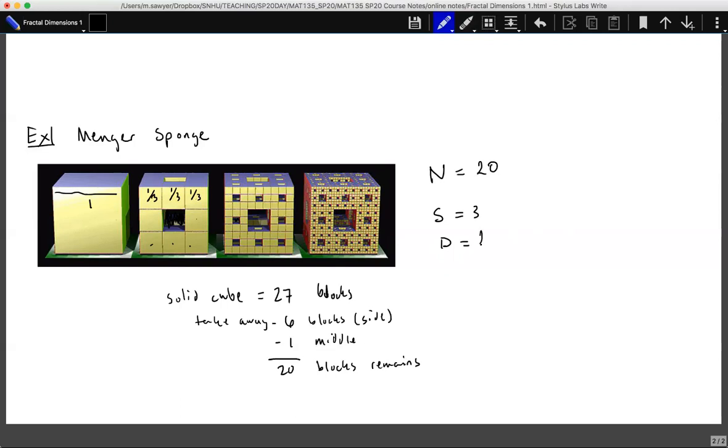So our dimension is natural log of 20 divided by natural log of 3, which gives us approximately 2.73. So this shape started as a cube, which is a 3-dimensional shape, and by removing pieces of it, we're down to something that's slightly less than a 3-dimensional shape. And that's kind of cool and a little odd.